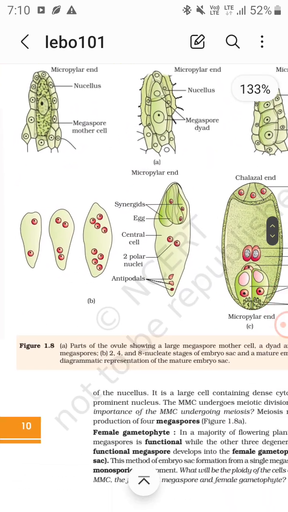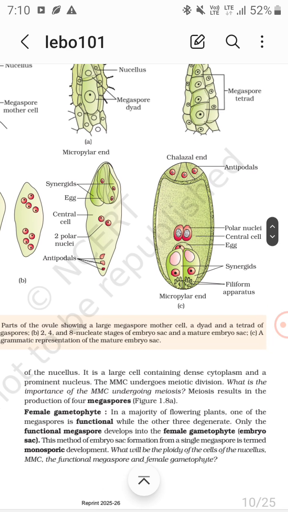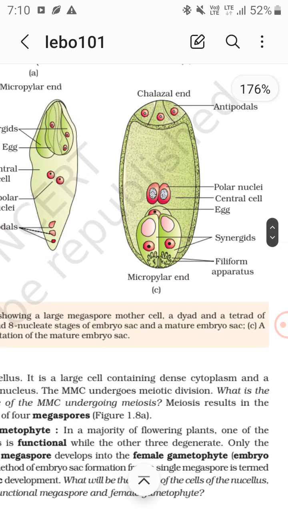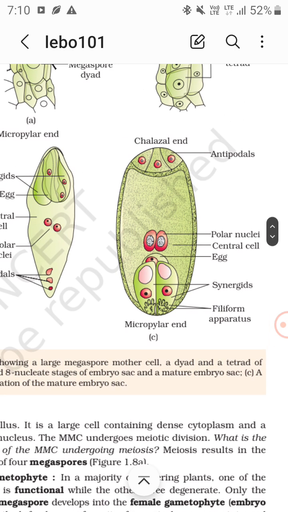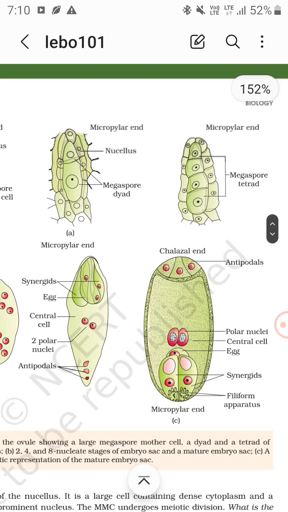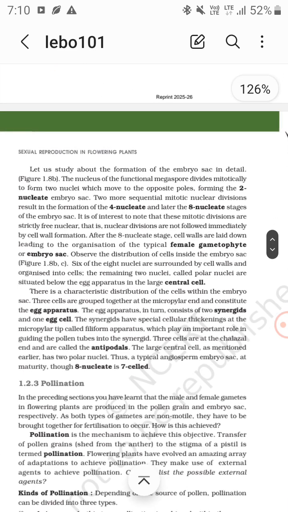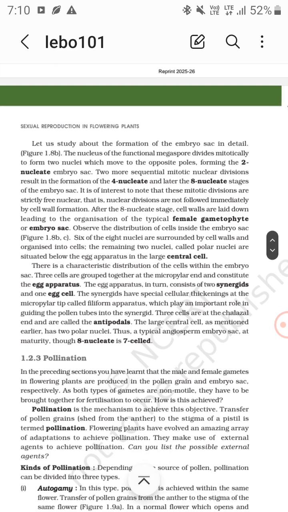Like you can see here: synergids, egg, central cell, two polar nuclei, antipodal cells. At the micropylar end, the synergids have the filiform apparatus, then the egg, then the central cell with the polar nuclei, then the antipodal cells at the chalazal end. You see the formation of the megaspore dyad, then the megaspore tetrad; three degenerate and one is functional. Then 2-nucleate, 4-nucleate, and 8-nucleate stages, through three mitotic divisions.